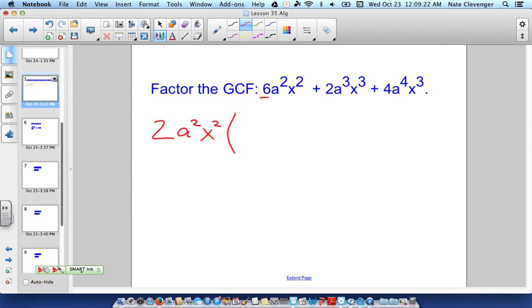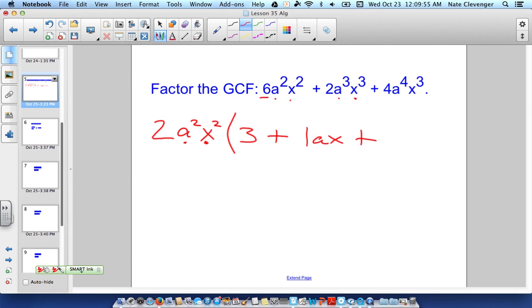Starting here, 6 divided by 2 is 3. A squared divided by a squared is 1. X squared divided by x squared is 1. 3 times 1 times 1 is just 3, so I don't have to put anything else with that one. Then I have 2 divided by 2 is 1. A cubed divided by the a squared is a. X cubed divided by x squared is x. There's that. Then I go plus.